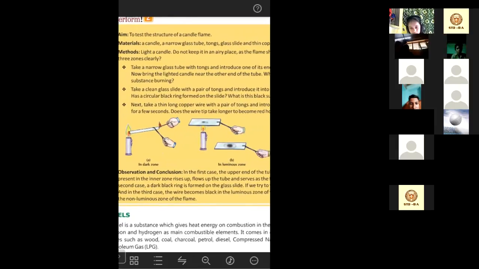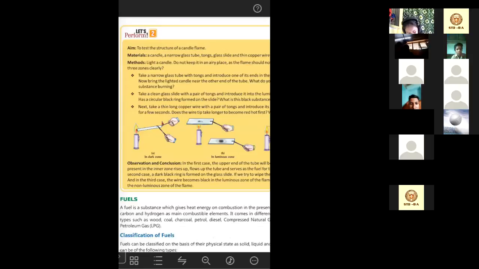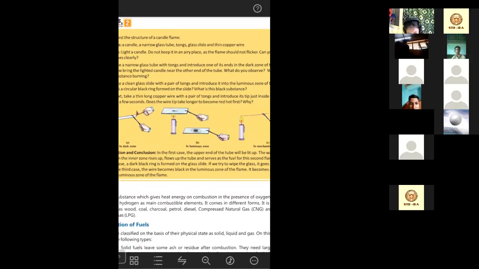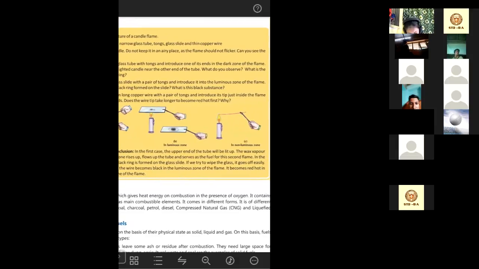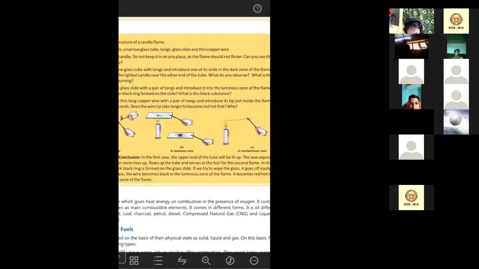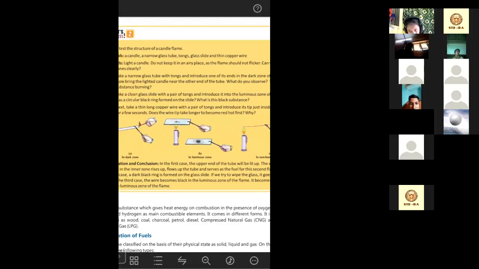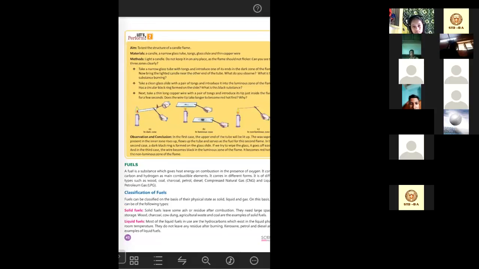Take a clean glass slide with a pair of tongs and introduce it into the luminous zone of the flame. A circular black ring is formed on the slide.